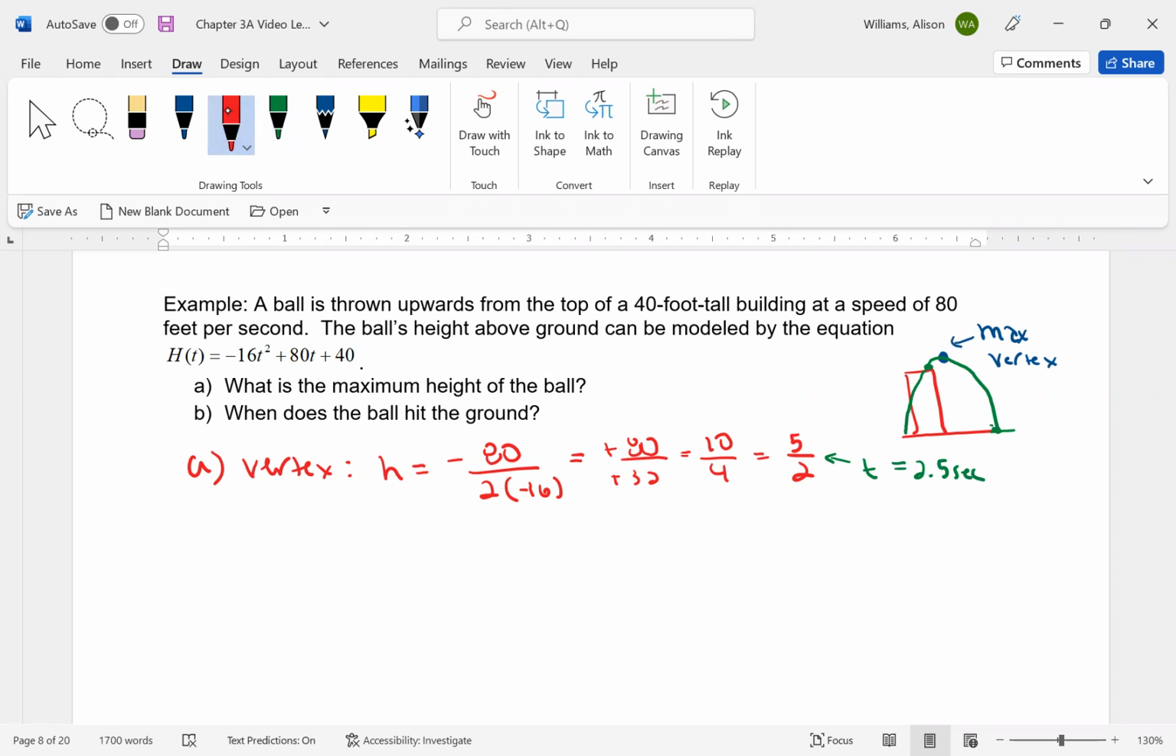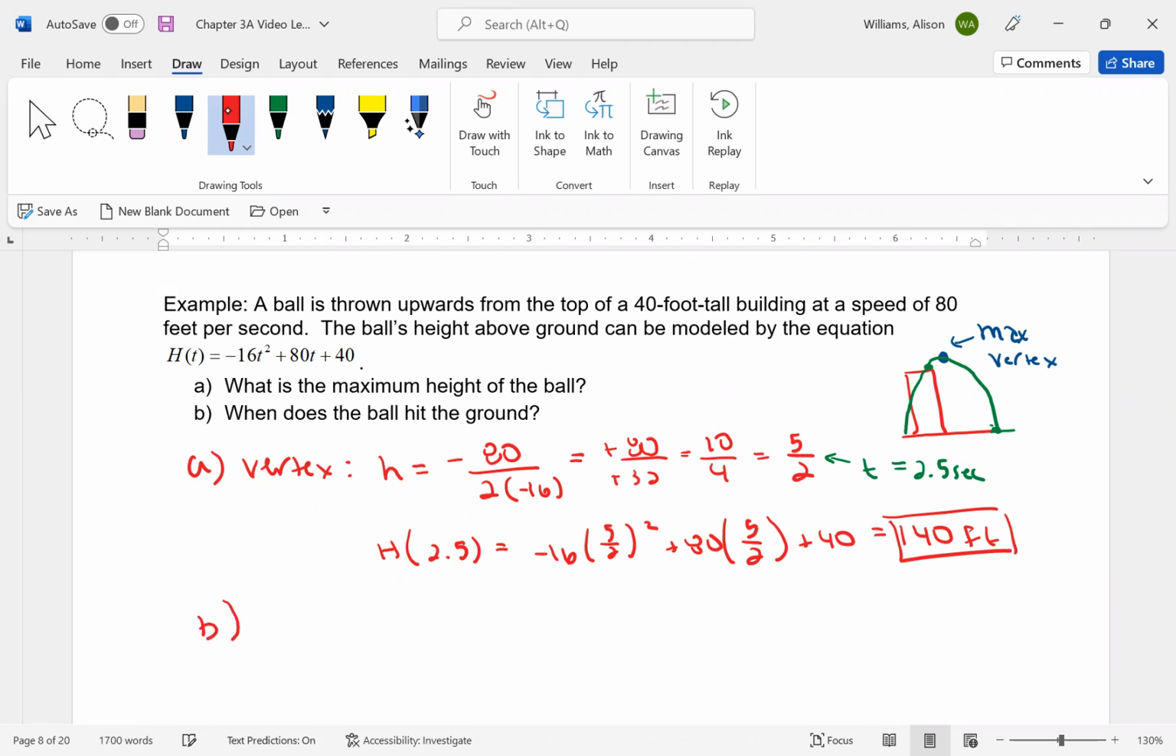And then the actual high point is going to be when I plug t into the original equation. And that's going to tell me the height. So negative 16 times 5 halves squared, plus 80 times 5 halves plus 40, which is going to come out to 140 feet. So that's the maximum height. So that's the answer to part A.